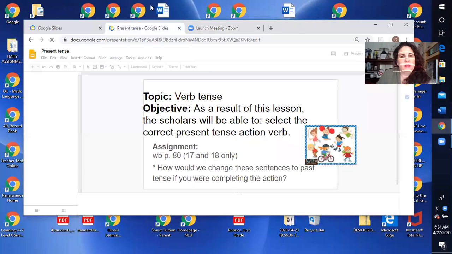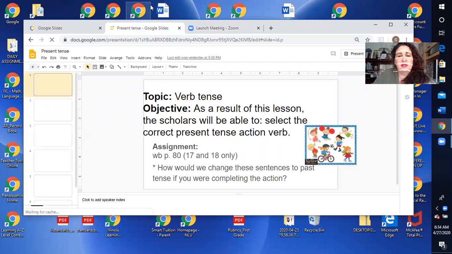Today our lesson for grammar is on verb tense. We are going to talk about verbs in the present tense for today. Our topic is verb tense. Our objective is that as a result of this lesson, you will be able to select the correct present tense action verb. And verbs are an action.